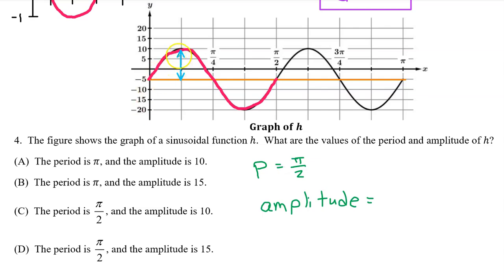The amplitude is the distance between the midline and the highest value. Be careful, this is not 3, because on the y-axis we are counting by 5s. So you can think of this as the highest value minus the value of the midline. So this is 10 minus -5, which is the same as 10 plus 5, which is 15. So the period is pi over 2, and the amplitude is 15. Therefore, the answer is D.